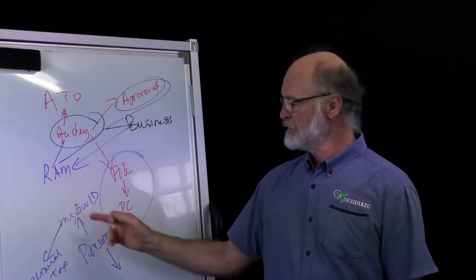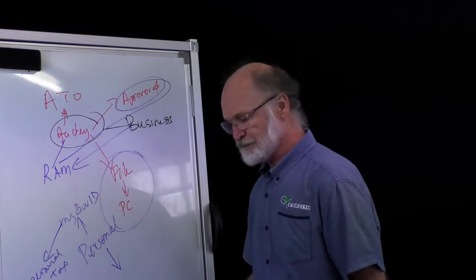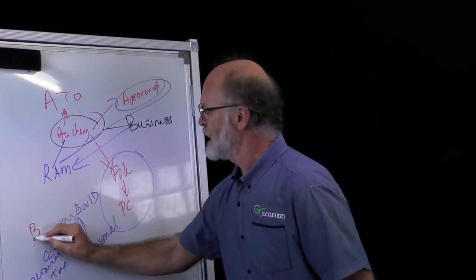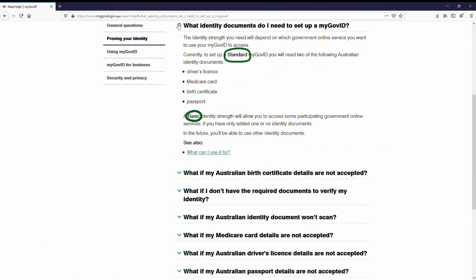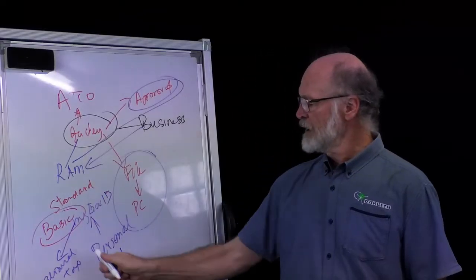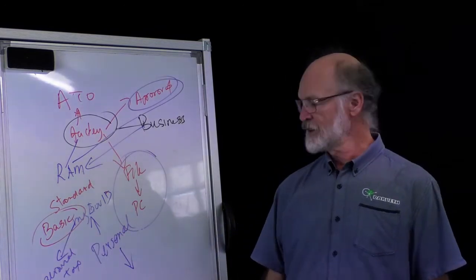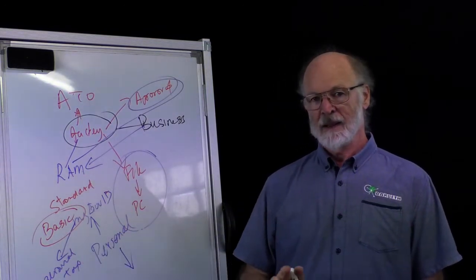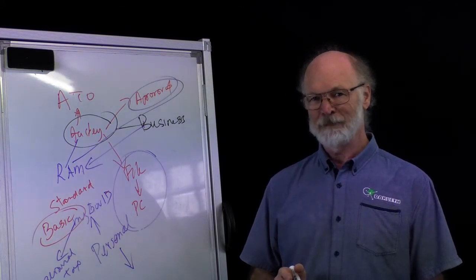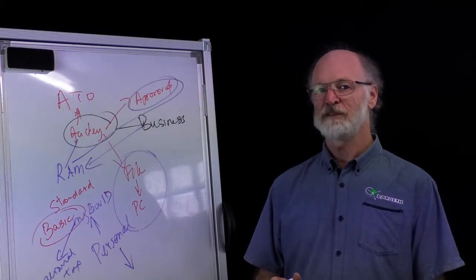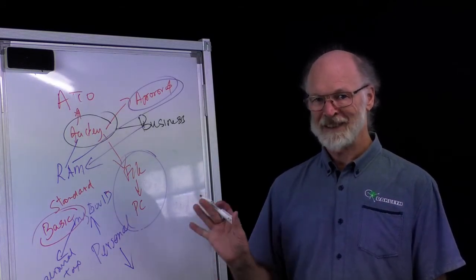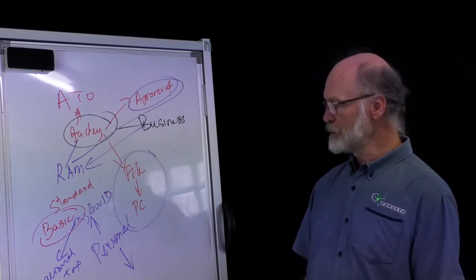Now, on myGovID, there are two levels of identity verification: a basic and a standard level. All you need to do is to log in, register yourself, and you have basic level. The sad story with basic is there is not much you can do with that. There are a few things, but very little, and from a business point of view, ignore it.